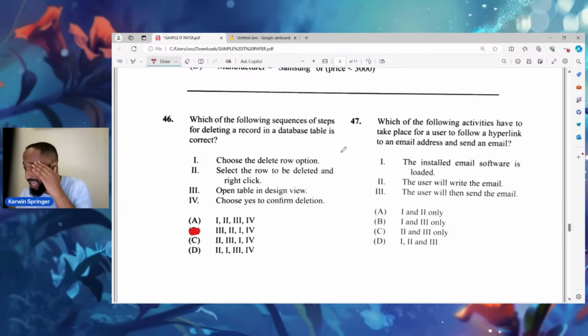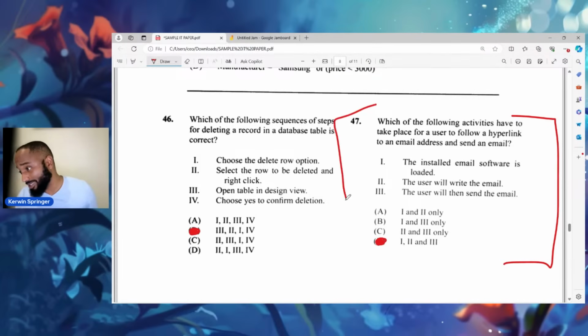To follow a hyperlink to an email address. All right, fine. I find this written like somebody who is about twice my age wrote it. I don't know what to say about this question. Sorry, IT people, I know I've been a little critical here.